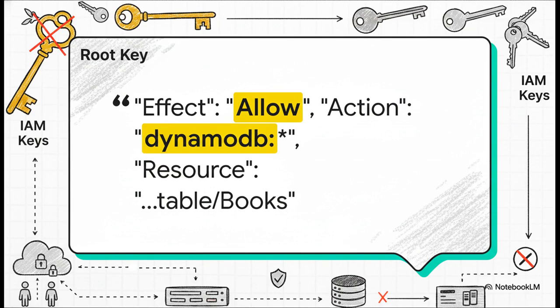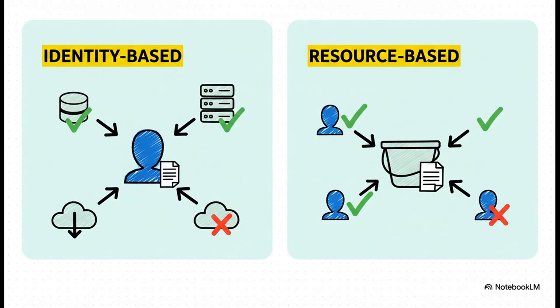See? Not so scary. Policies generally come in two main flavors. You've got identity-based policies, which you attach to a person or a role. They answer the question, what can this person do? Then you have resource-based policies, which you attach directly to a thing like a storage bucket. They answer the flip side of the question, who is allowed to touch this resource?